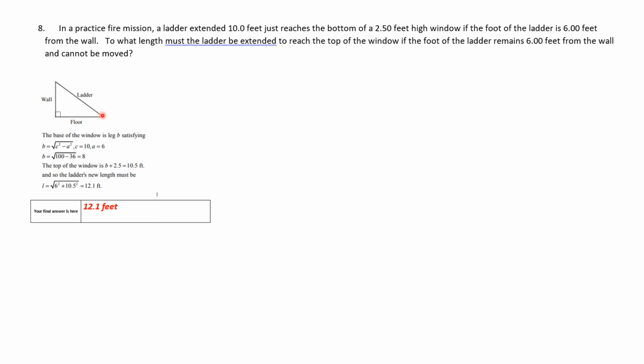This is an extension ladder. So you draw a picture like this. This is 10 and that was 6. And so that means that the height had to be 8. You get that from the Pythagorean theorem. But then to reach the top of the window, that had to become plus 2.5 or 10.5. So the new length of the ladder is again found by the Pythagorean theorem, and that's 12.1, and the answer is in units of feet.